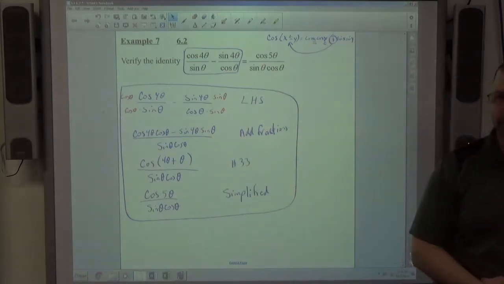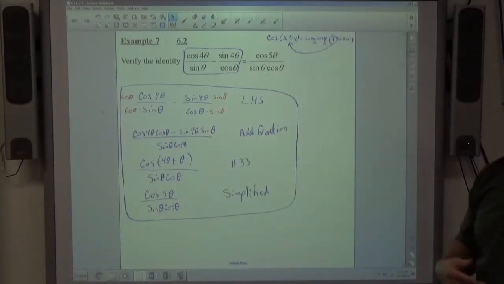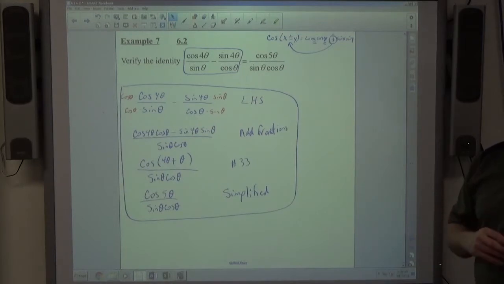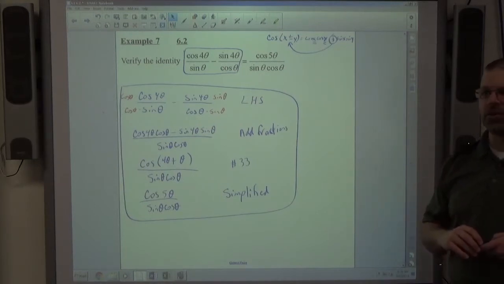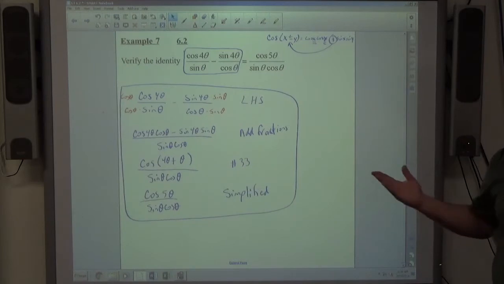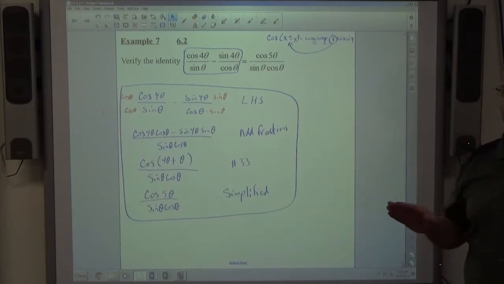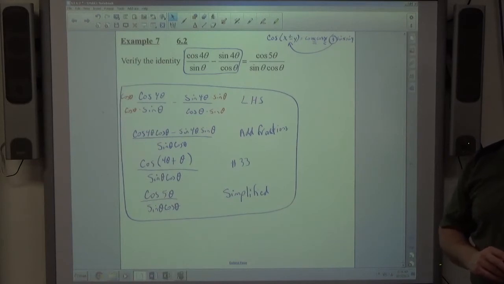That's all we're trying to do with verifying identities. Hopefully the more and more you do them, the more likely you are to pick up on patterns and certain structures that will help you. The more practice you get, the better you're going to get at them. So even if they're tough, even if you're struggling with them, put some brain power into them, and if you need a hint, ask.